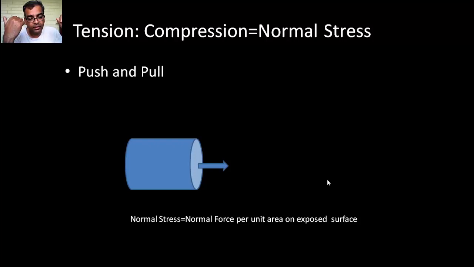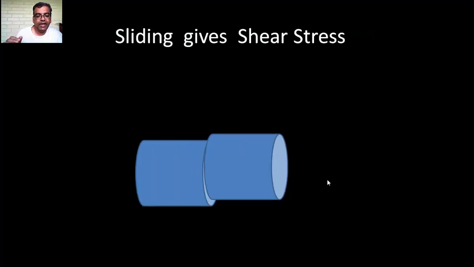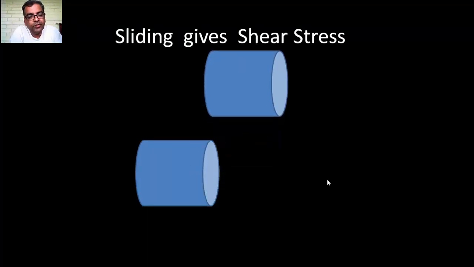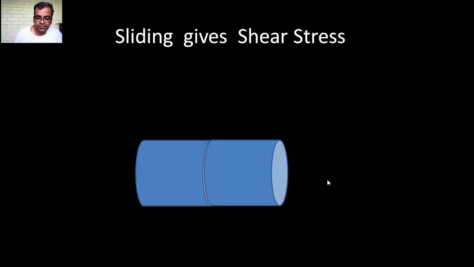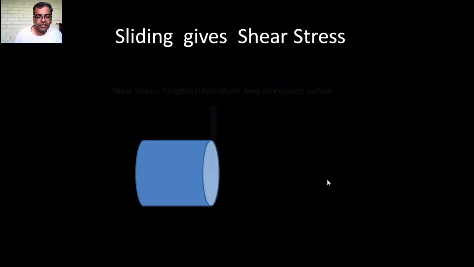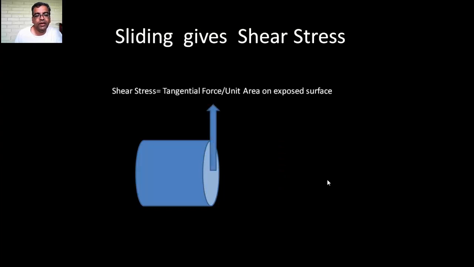And if it is pulling, that is, if it's pointing away from the surface, it's positive. And if it's pointing towards the surface, it's negative. That is our common sign convention. Sliding gives rise to shear stress. So if two portions of the body or if two bodies have the tendency to slide with respect to each other, then they will give rise to shear stresses. And this is tangential force per unit area on exposed surface.